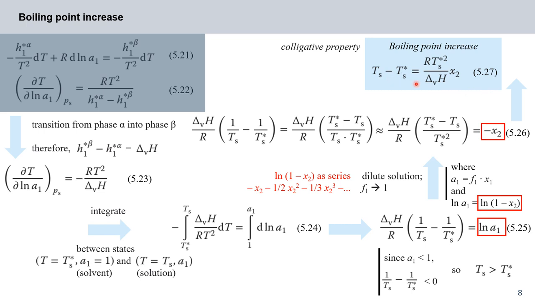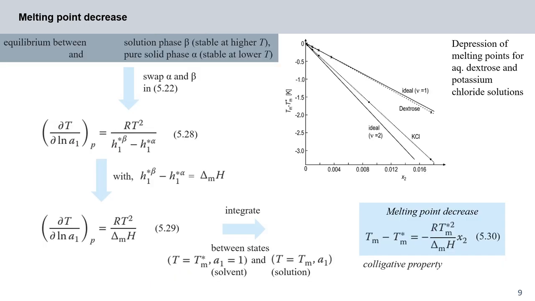So just as in the case for the vapor pressure depression, we see from this equation that the boiling point increase in a given solvent depends only on the mole fraction x2, and it does not depend on the chemical nature of a solute. And like so, the elevation of a boiling point is also one of the colligative properties. So we'll now look at the depression of a melting point.